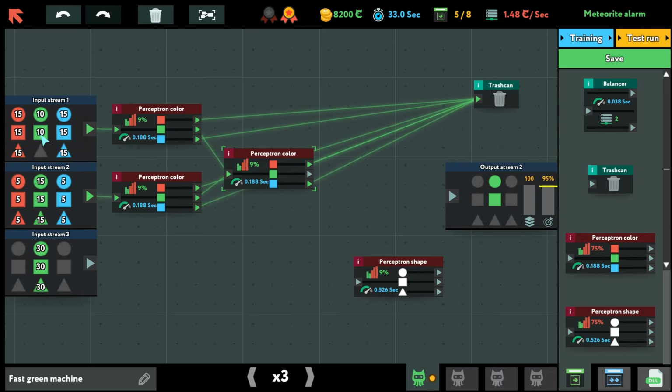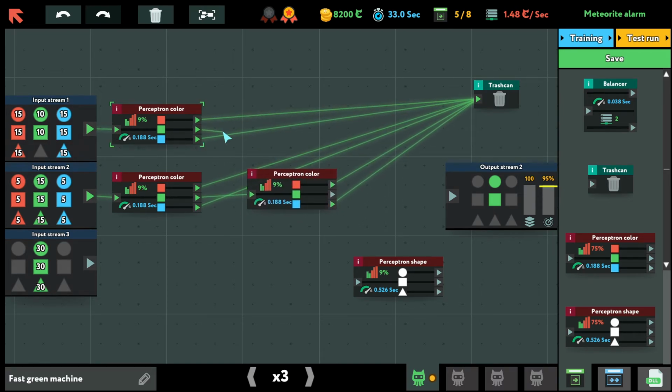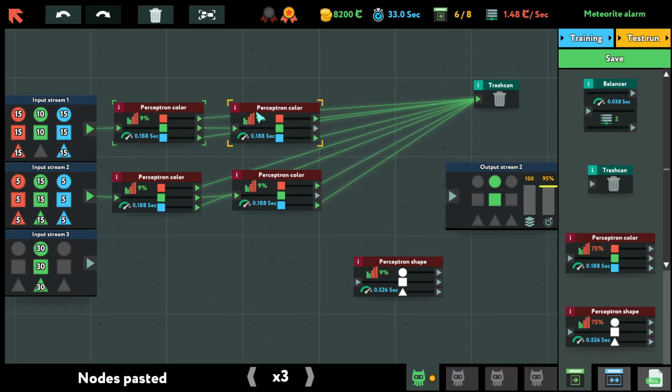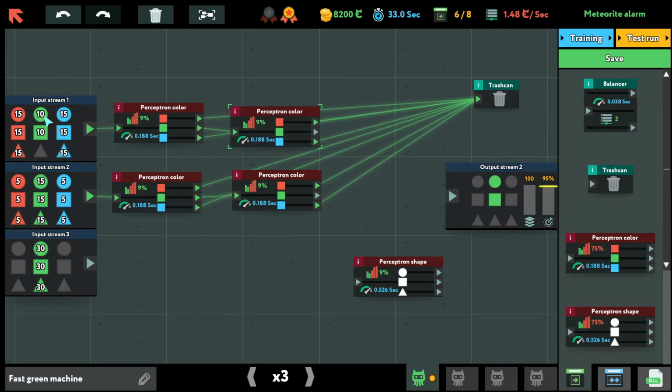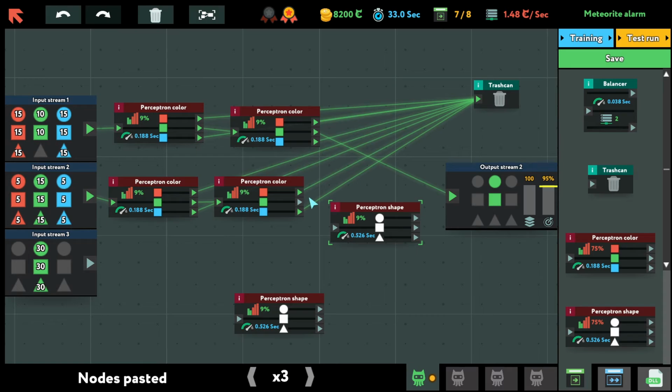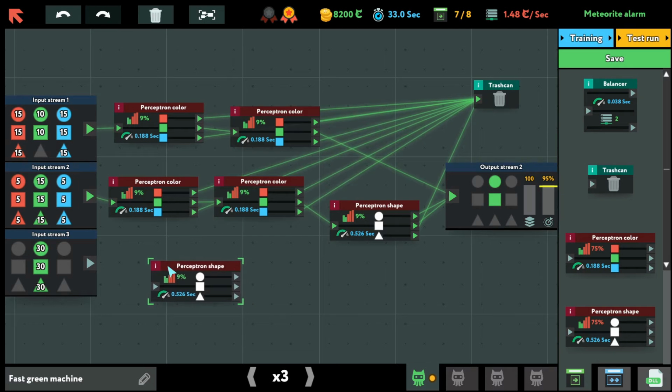Oh, this one doesn't even require more filtering, so why don't we... I'm pretty sure I'm going to have to make this more efficient, but let's just try this for now. All the green can go immediately over here. This one requires more filtering. So we're going to use the perceptron shape. All the green ones come over here, and we're going to take the circle and squares, throw away the triangles, and over here we're going to do the same thing.